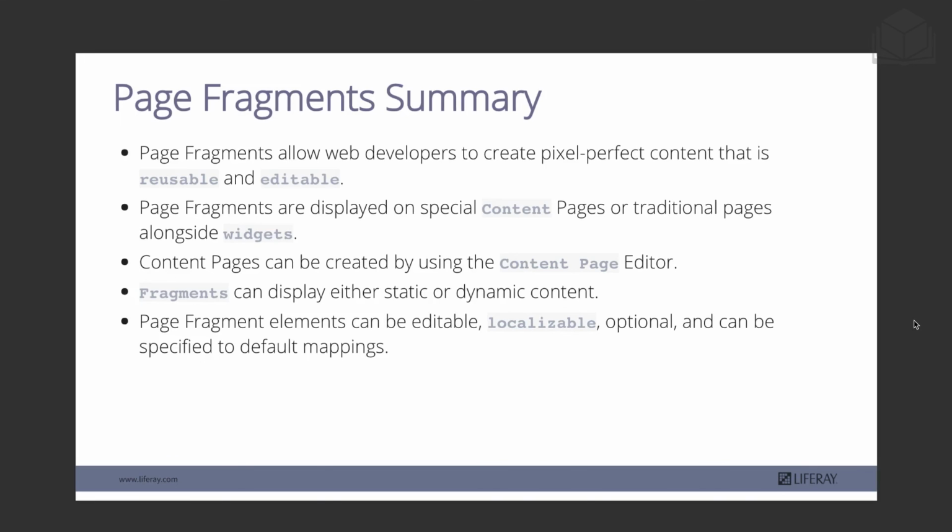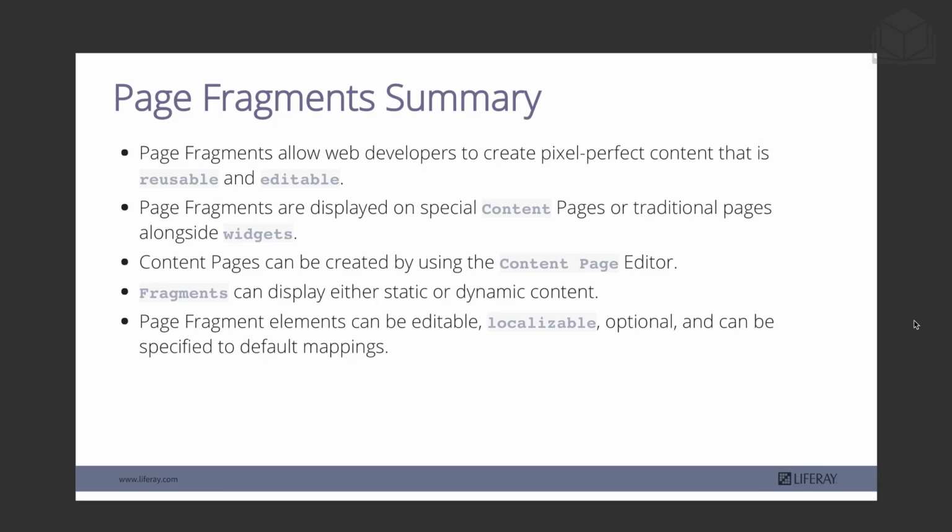All right, so to sum up page fragments, these are new to 7.1, and they allow us to create that pixel perfect content that we want using HTML, JavaScript, or CSS. And of course, we can take advantage of Clay and Bootstrap or any other frameworks that we've talked about here. And we can make that content reusable and editable for our marketing team. Once all of our fragments are created, we can take our group of fragments, our collection, and display them on special content pages.